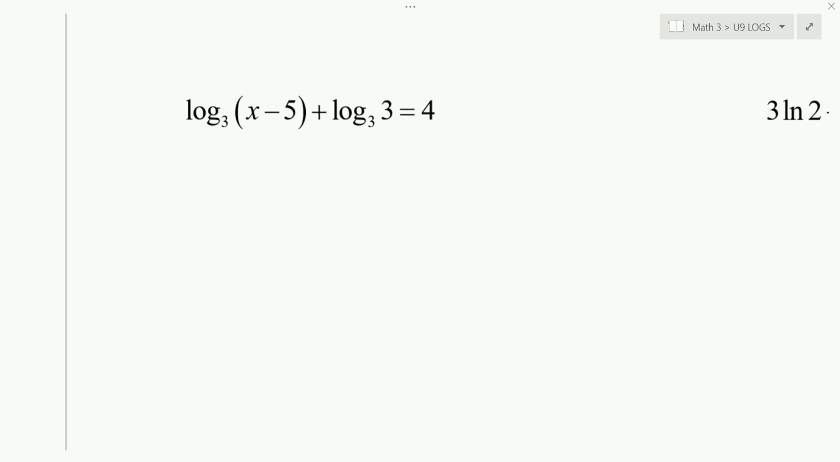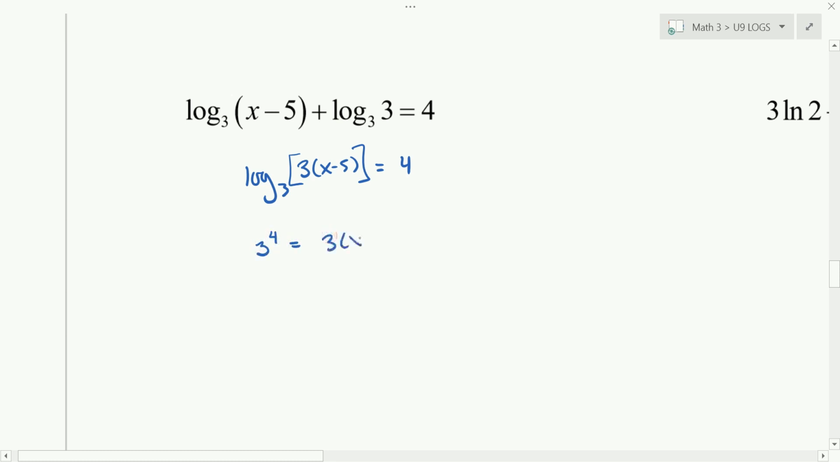Okay, so we add the 2 logs by multiplying the x minus 5 and the 3. So log 3, I'm going to put the 3 in front, so 3 times x minus 5 is equal to 4. Change it out of log form, so 3 to the 4th power is 3 times x minus 5. 3 to the 4th power is 81 is 3x minus 15.